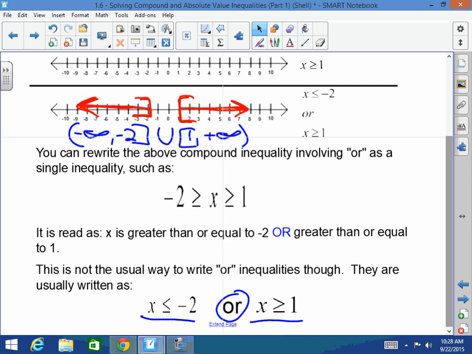Yes, sir. Thank you. I put brackets because it's greater than or equal to or less than or equal to. Infinity, if you remember, never has brackets. It always has parentheses because you can never equal infinity. Infinity goes on forever. Okay? Thank you very much, my brother.